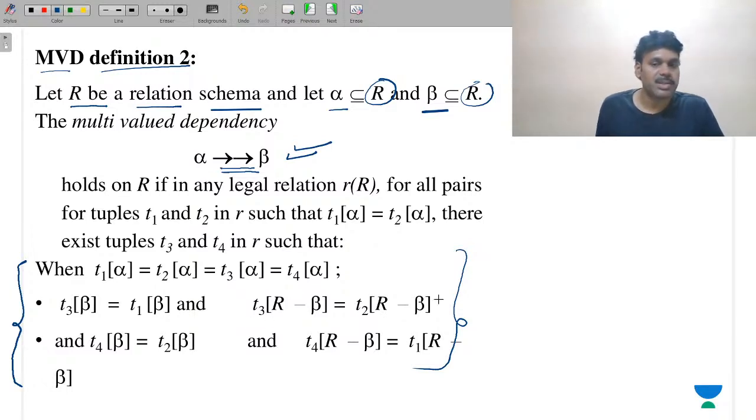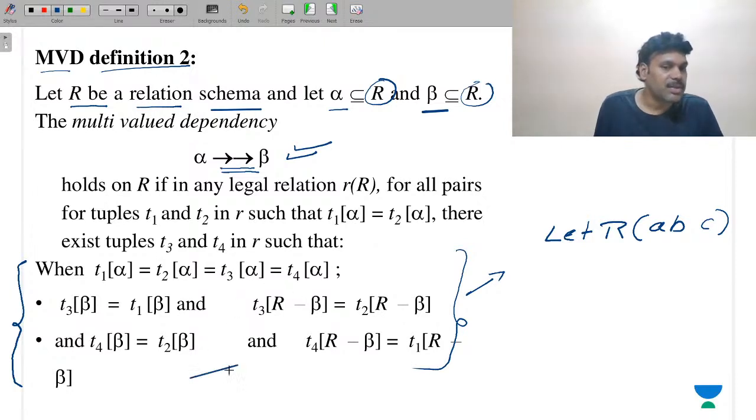So what is the condition, friends? Please observe. Let R have A, B, C. Now I am writing this condition elaborately. This is the language of Henry F. Korth, Raghu Ramakrishnan, or Navathe textbooks. Now I am simplifying it. Let R be ABC, and you want to prove that there is a multi-value dependency A implies B, then this condition is supposed to be satisfied.